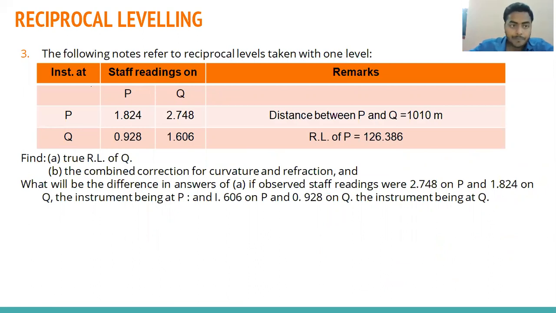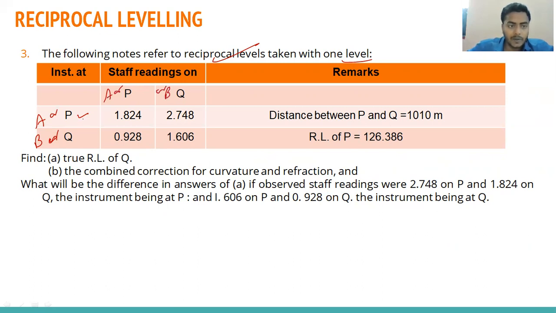Next question we have. The following notes refer to the reciprocal level taken with the one level. Stop reading on instrument at P, so stop reading in P and Q. Suppose this P is A, this Q is B. So we can relate whatever we have discussed in the previous slide.